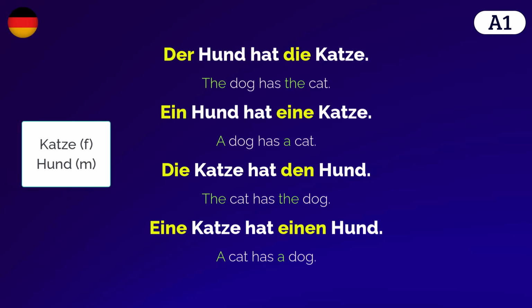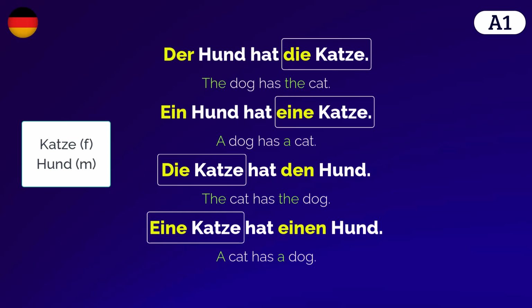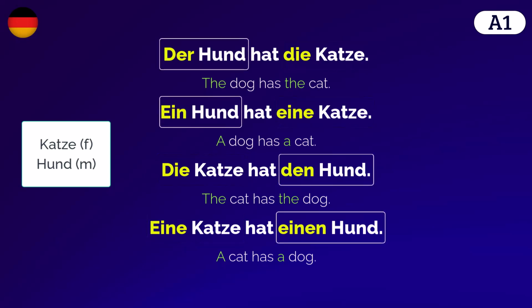Now, in all these sentences, Katze is a feminine word and Hund is a masculine word. For feminine words, there is no change in article usage, regardless of whether the word is used as a nominative or accusative. It's always die Katze and eine Katze. However, for masculine nouns, such as Hund, we use different articles when the noun is an accusative. As nominative, we say der Hund and ein Hund. But as accusative, we say den Hund and einen Hund.